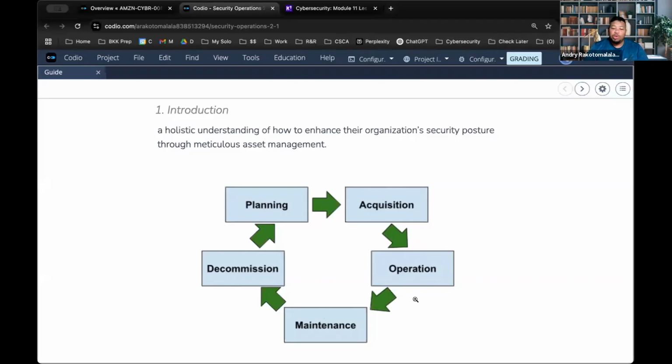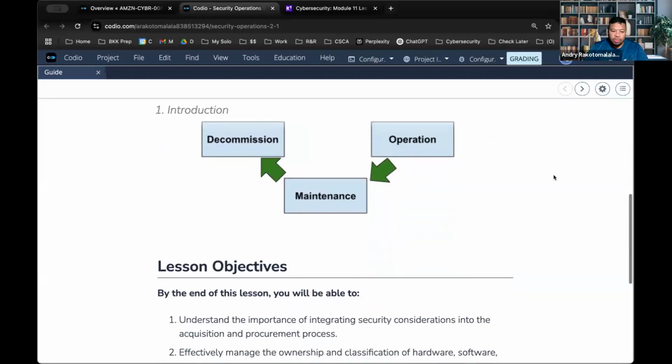The reason why it's a continuous loop is that there's never going to be a time when one asset is going to be used for the entire life cycle of your business. Meaning there are going to be times when you're going to need to adjust and upgrade or downgrade. We'll talk about that a little bit more later.